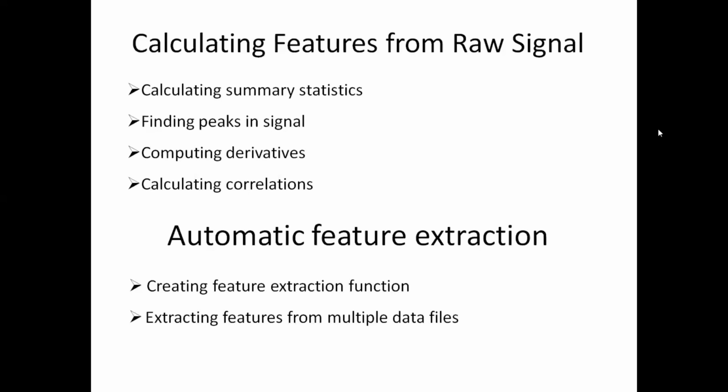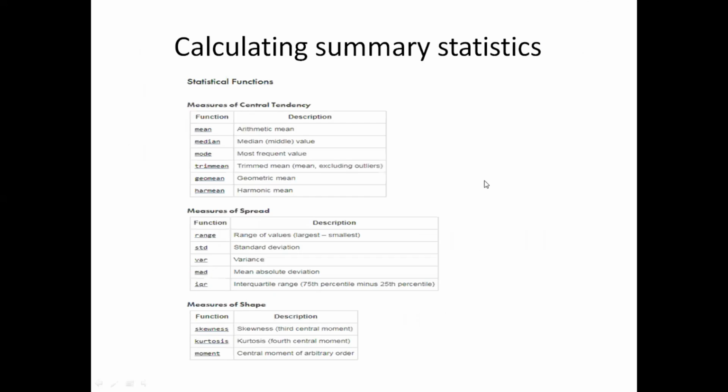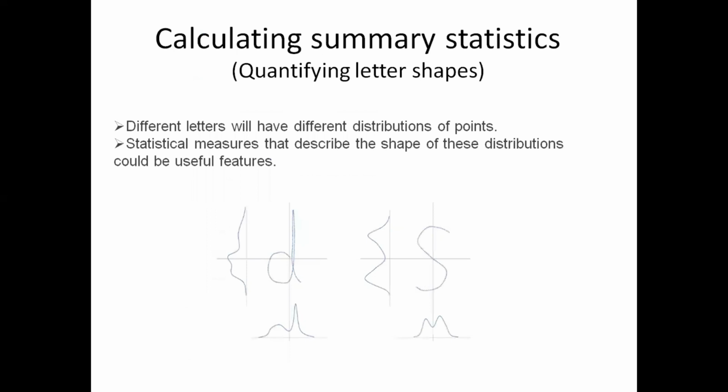So first we will see how to calculate some statistical functions. Here in this particular slide, you can see the statistical functions that are available in MATLAB. You must be familiar with these functions. We have got different statistical functions like mean, median, mode, range, standard deviation, variance. So we have got many functions which will be useful for us to extract some information from the raw data. So we will see which of these functions can be used in our example of handwritten characters.